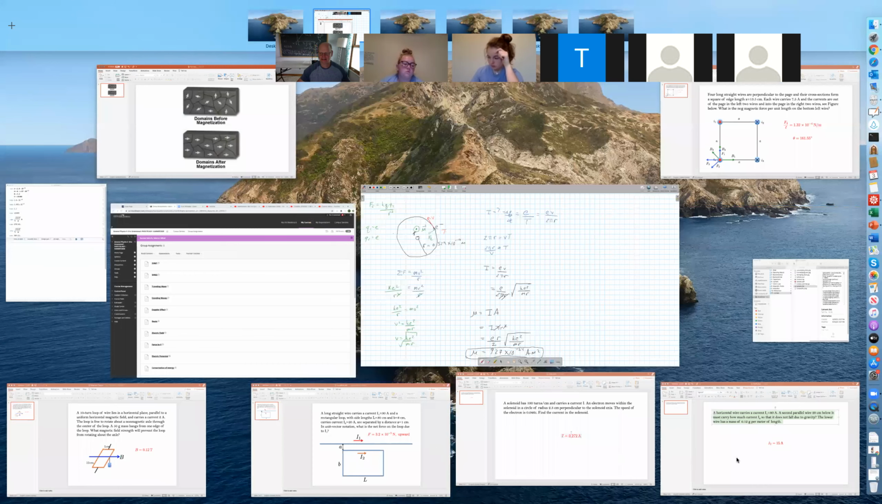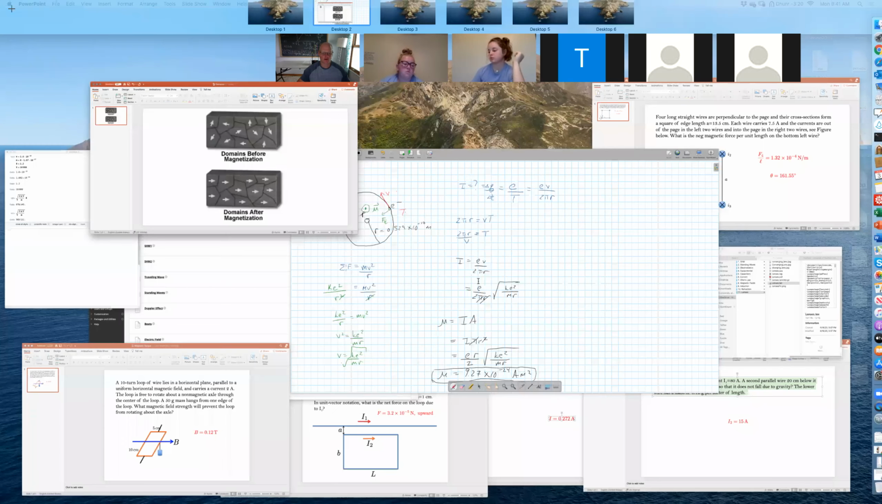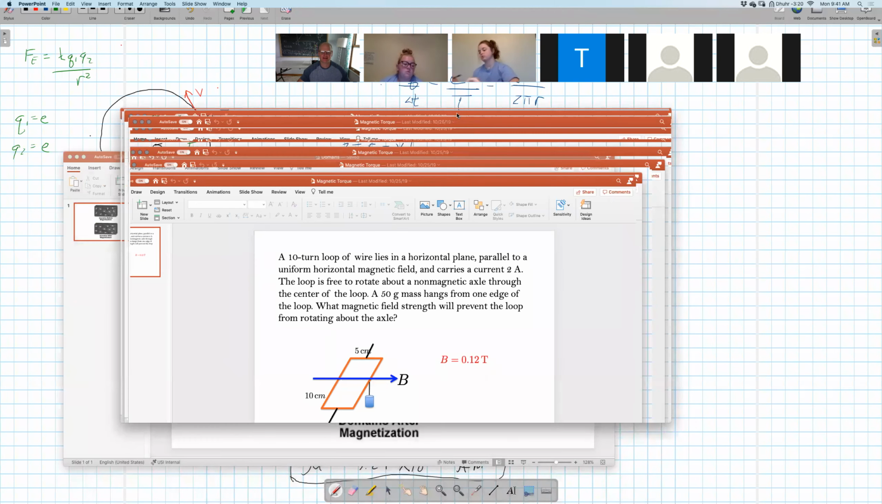Our second group assignment of the day. This says we have a 10-turn loop of wire that lies in a horizontal plane. So basically, there are 10 loops of wire all stacked on top of each other, parallel to a horizontal magnetic field. This is my magnetic field pointing in this direction, and the wire carries a current of 2 amps.